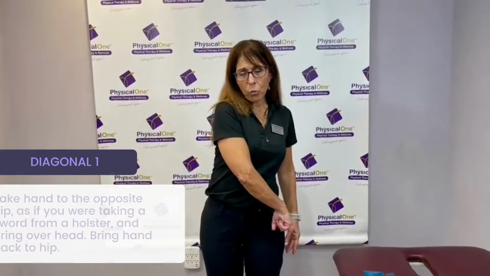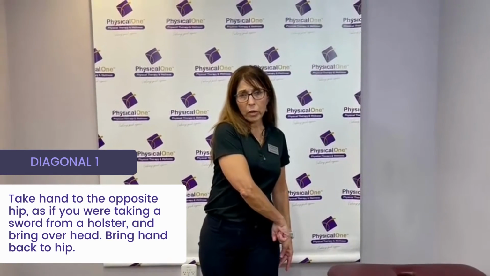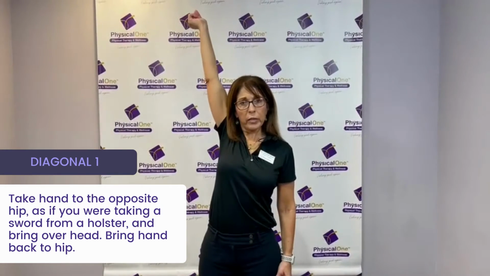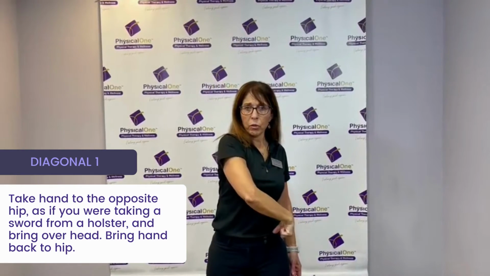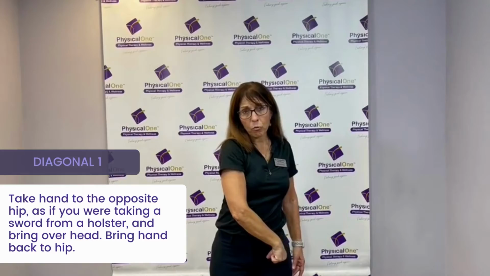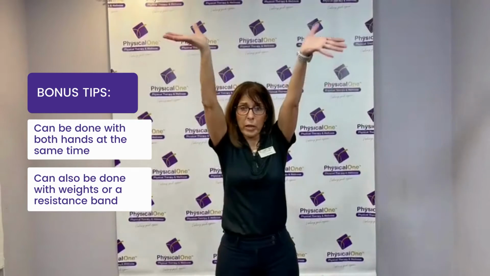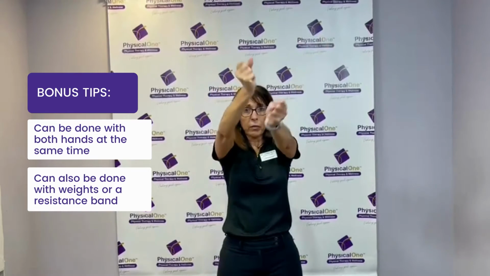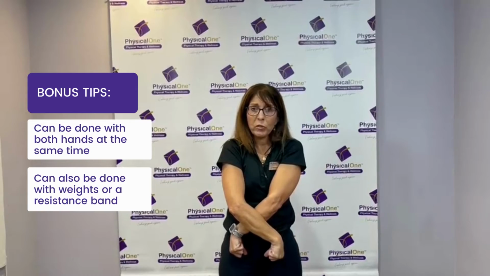They are multi-planar movements. And the first one, you can go to your opposite hip, such like if you are going to take a sword out of the holster and swing it above your hand in this manner. And then you bring your arm back into the opposite hip. This particular motion could be done with 2 hands, and you can bring the hands up in that way and bring the hands back into the opposite hips. Please note that you go from one extreme movement to the other.